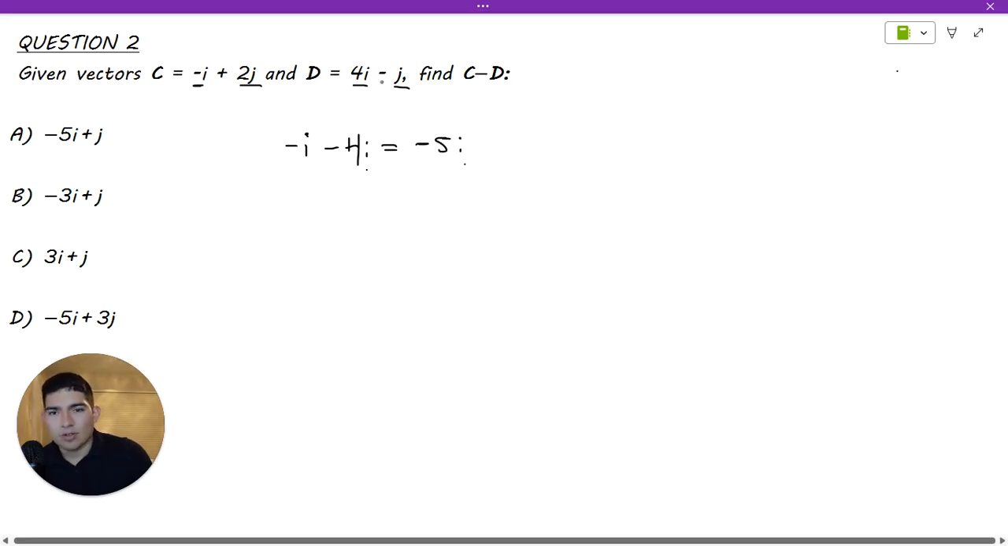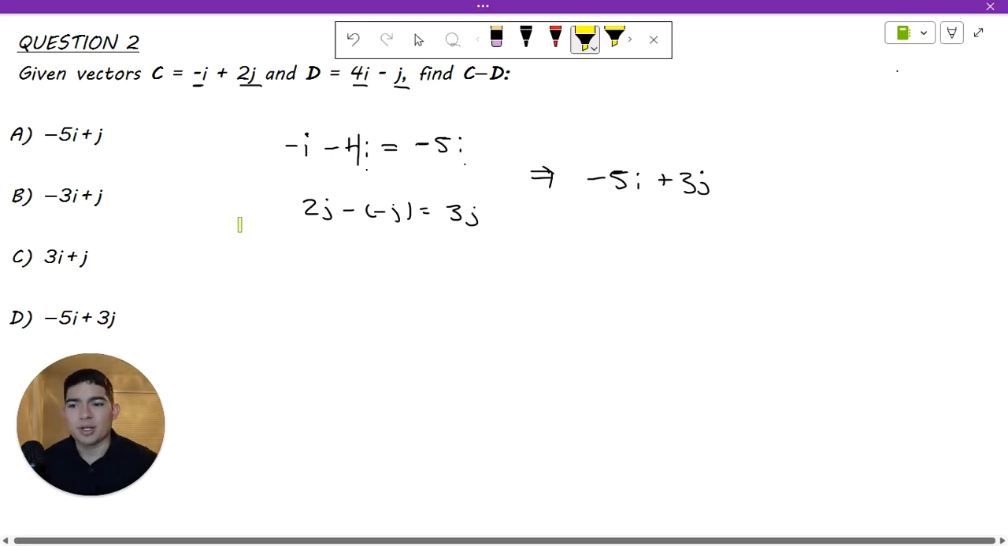Then if we move on to the j components, we'll end up with 2j minus negative j. So that's going to end up being an addition, and the result is going to be 3 for the j components. Then if we put the components back together into a single vector, our result is going to be a vector negative 5i plus 3j. And if we take a look at the multiple choice, the answer for this one is going to be D.